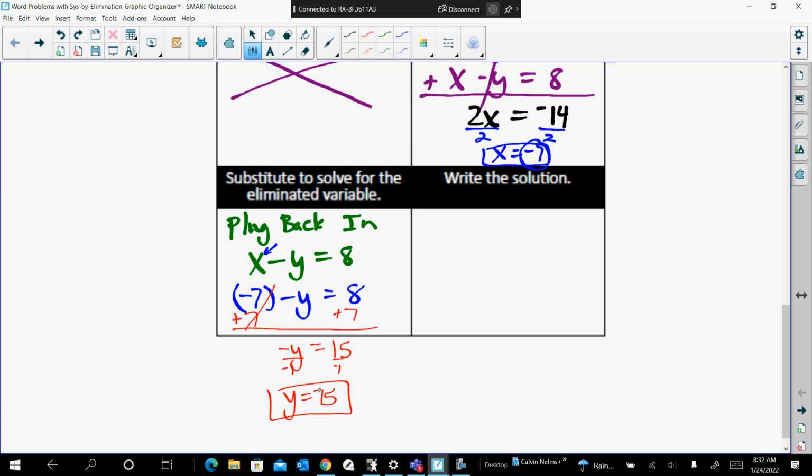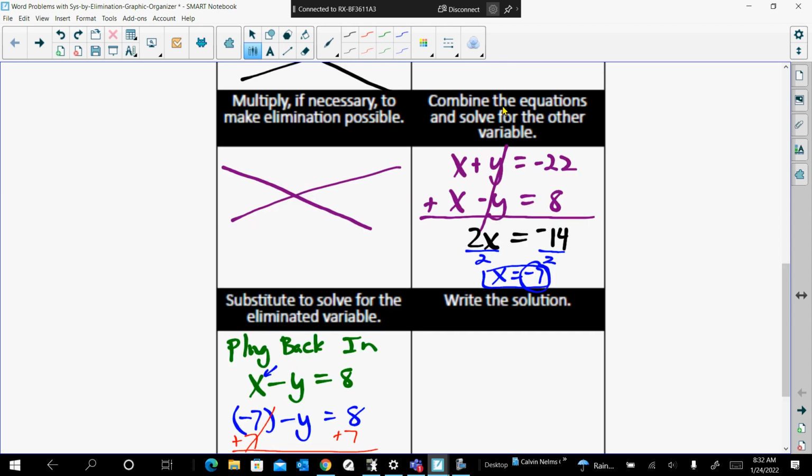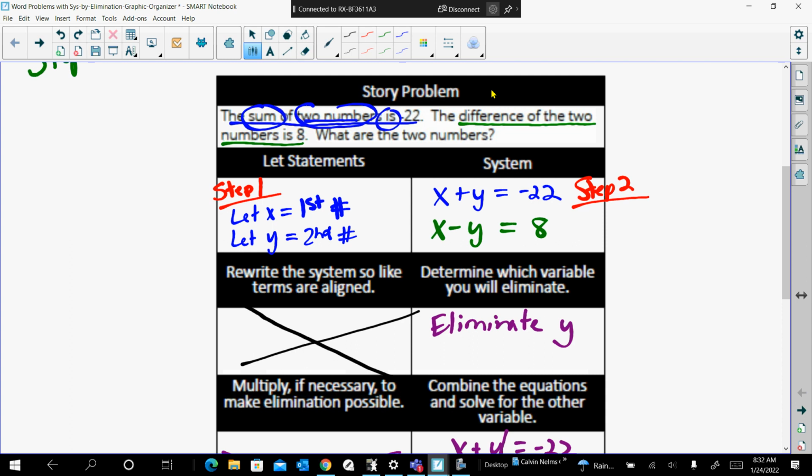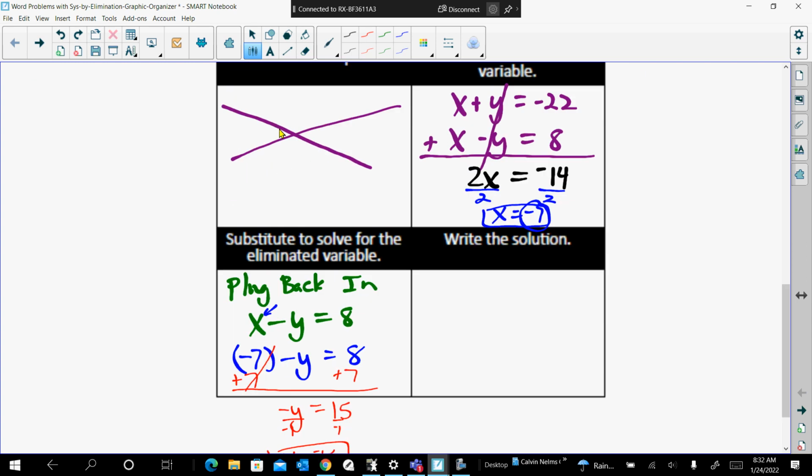Yes. So write the solution. The question is right here: what are the two numbers? So that is what we're trying to solve. So the solution is the two numbers are negative 7 and negative 15. Are we okay on that part? Sorry, I forgot. Negative 15. Keep forgetting my sign.